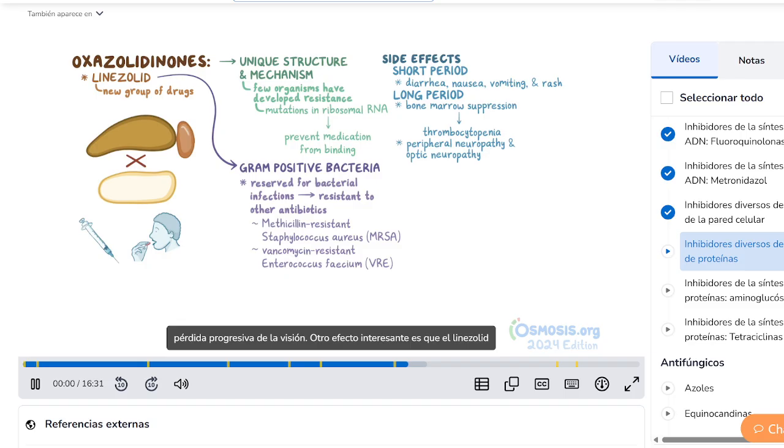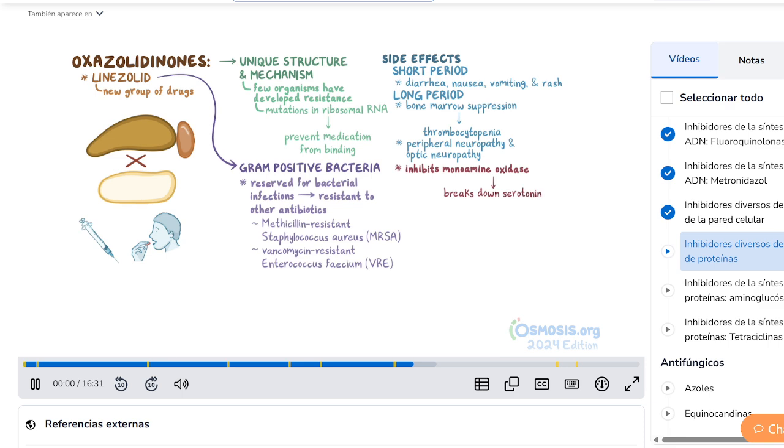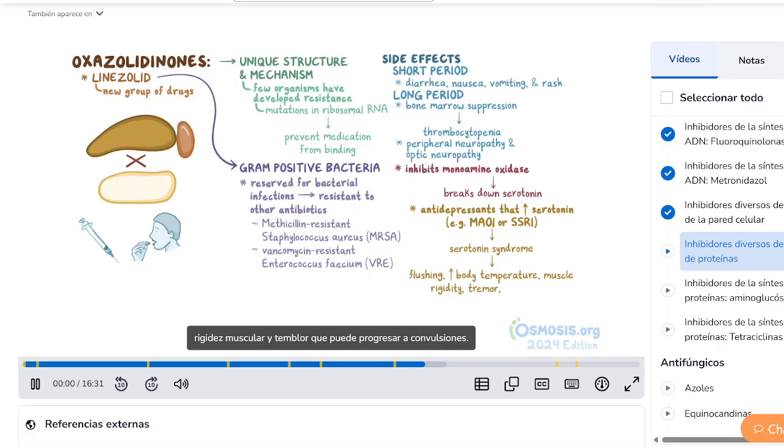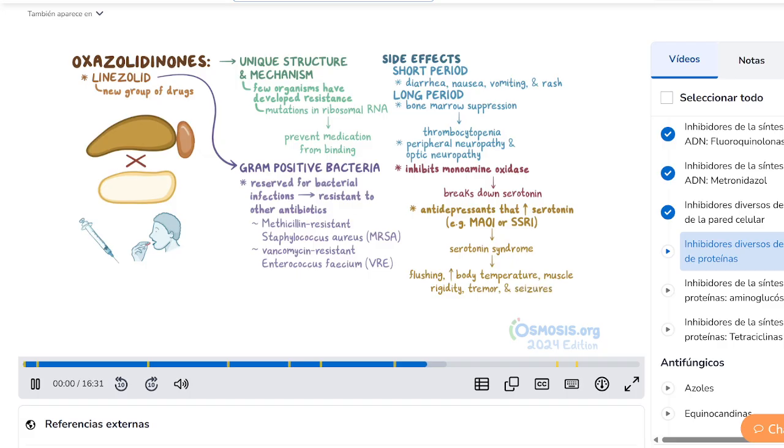Another interesting effect is that linezolid is also a weak inhibitor of monoamine oxidase, an enzyme inside neurons that breaks down the neurotransmitter serotonin. So if a person is also taking antidepressants that increase serotonin, like a monoamine oxidase inhibitor, MAOI, or a selective serotonin reuptake inhibitor, SSRI, they could develop serotonin syndrome, which is characterized by flushing, extremely high body temperature, muscle rigidity, and a tremor that may progress to seizures.